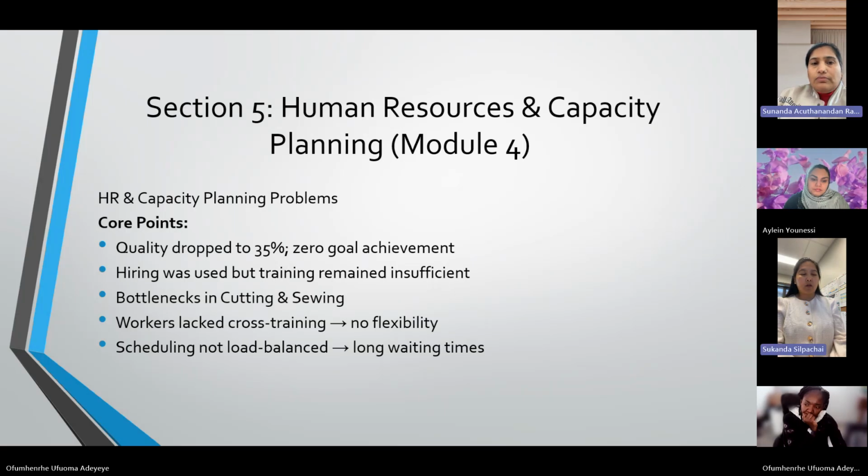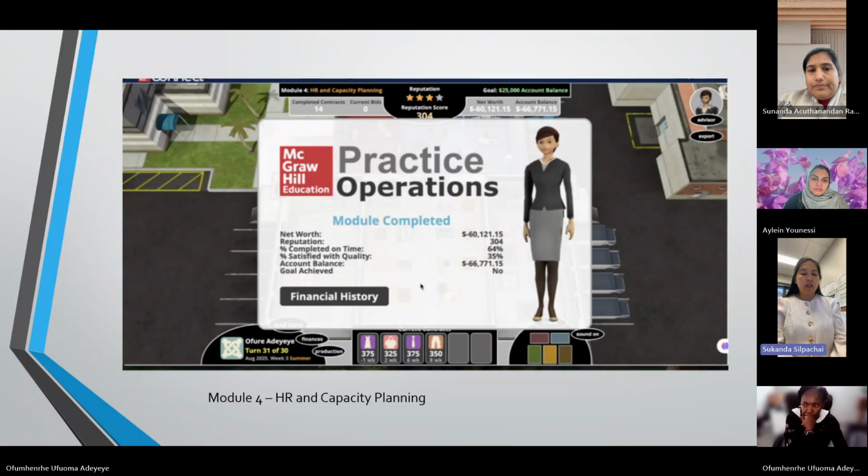Our scheduling was not load balanced, which caused long waiting times and queues. And if you move on to the next slide, you will see that workforce flexibility is very important, and proper capacity planning is also important. Simply increasing head count does not solve problems if skill development and workflow balance are missing.